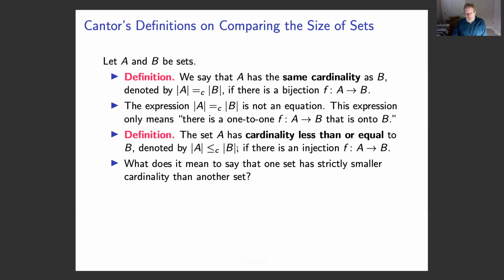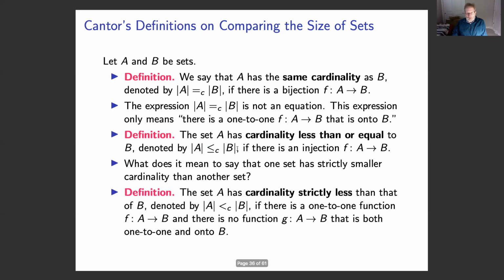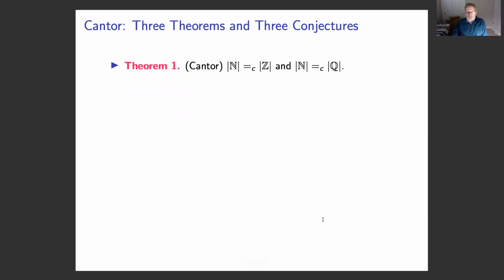What does it mean to say that one set has strictly smaller cardinality than another set? Well, here's what Cantor came up with. A set A is strictly smaller than another set B in size, and here's the notation that's used, strict inequality there, if there's a one-to-one function from A to B, and at the same time, there is no function G from A to B that's both one-to-one and onto. That's what it means that one set has smaller size than the other. Again, we're not using numbers at all here. That's Cantor's observation. You don't need numbers to talk about the size of sets.